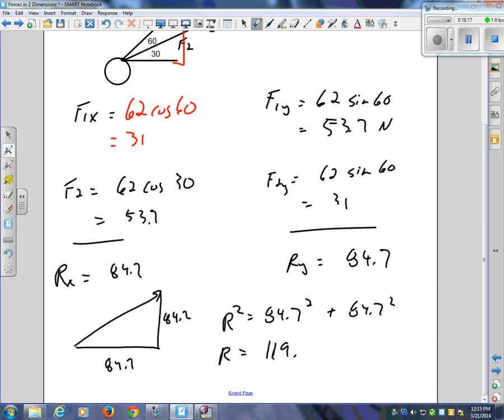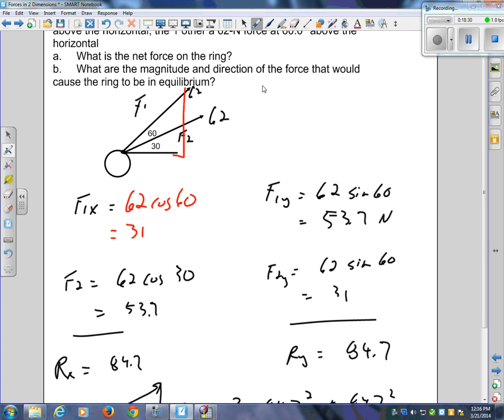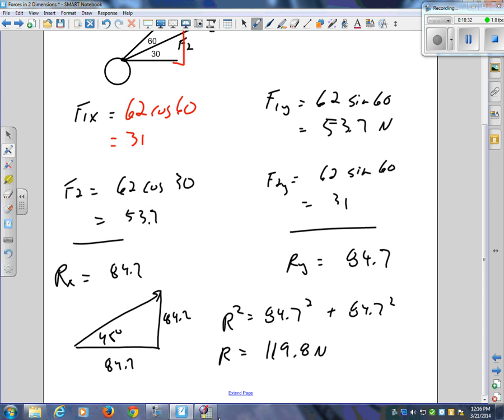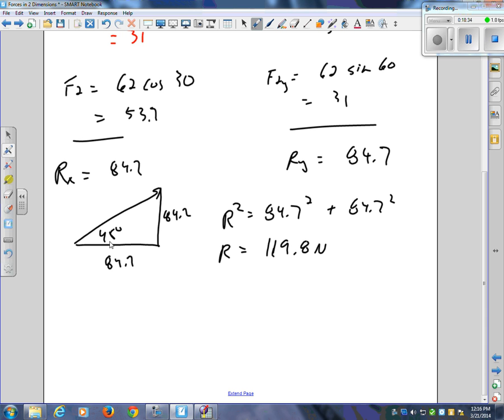Okay, and clearly that's going to be 45 degrees, right? Hopefully you don't even need to do the math there, because it's 84.7, 84.7, right? What are the magnitude and the direction of the force that would cause the ring to be in equilibrium? Because the x and y are the same. There's other ways to do it too, like your two angles are 30 and 60. 84.7 over 84.7 is going to give you 45 degrees.